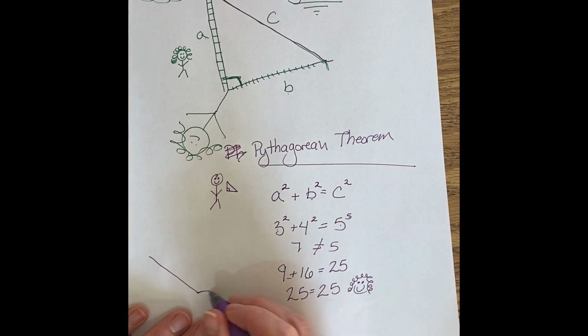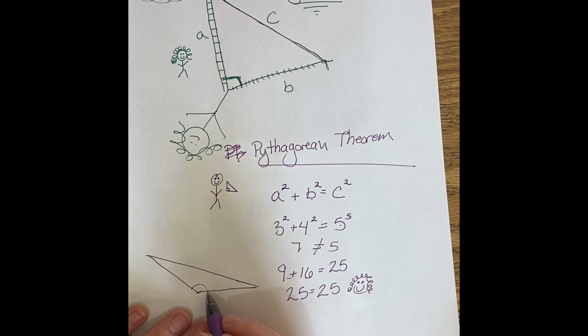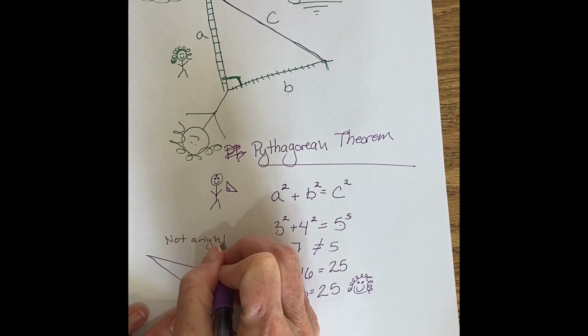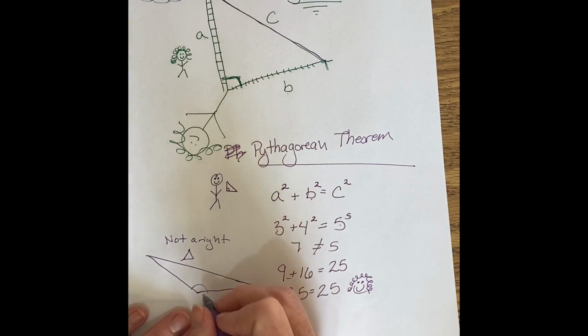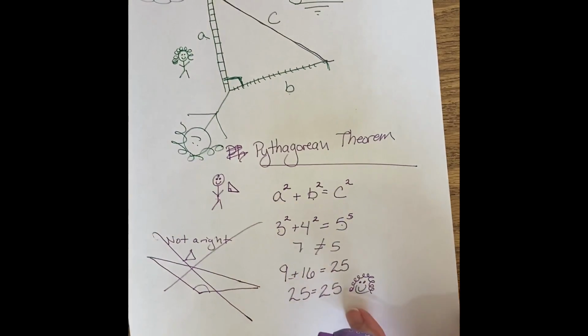So if I have a triangle like this, would it work? Well, clearly that is not a right triangle. So nope, it's not going to work on that one. It only works on triangles that are right triangles. Period and end of story. So let's do a couple of examples.